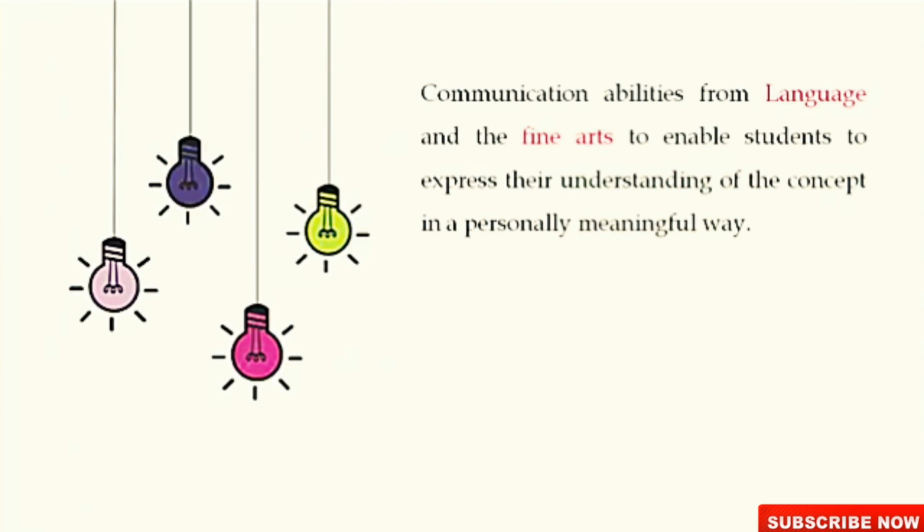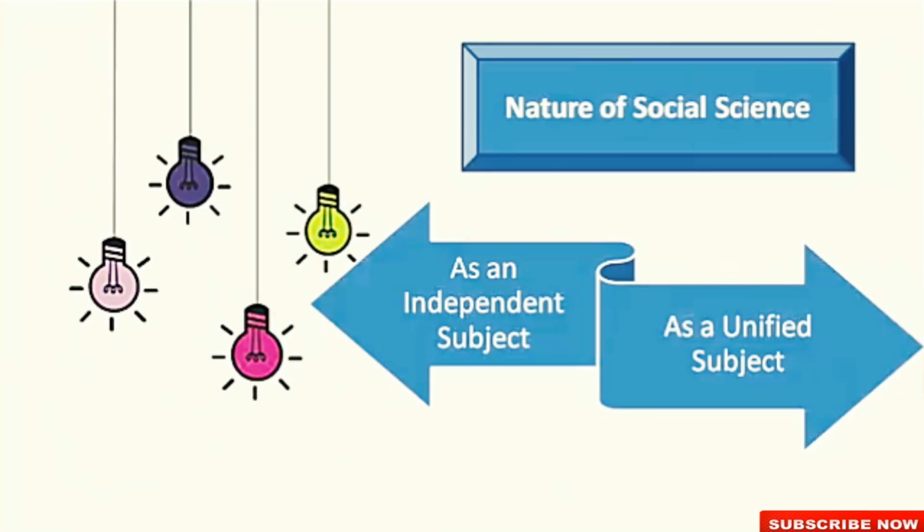Communication abilities from language and the fine arts enable students to express their understanding of the concept in a personally meaningful way. Thus, the nature of social science is explained as an independent subject and as a unified subject. As an independent subject, social science includes all kinds of human beings, society and their surroundings, and as a unified subject, it is all about mankind's history, geography, political science, anthropology and education.